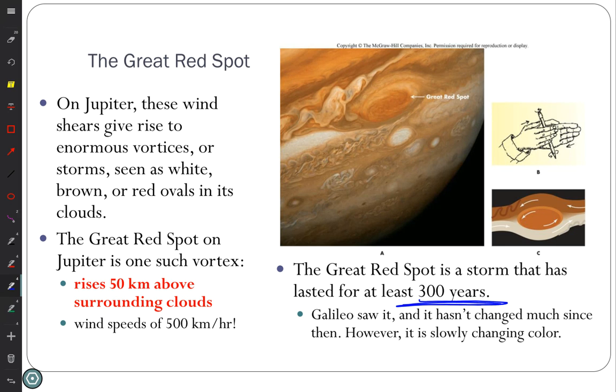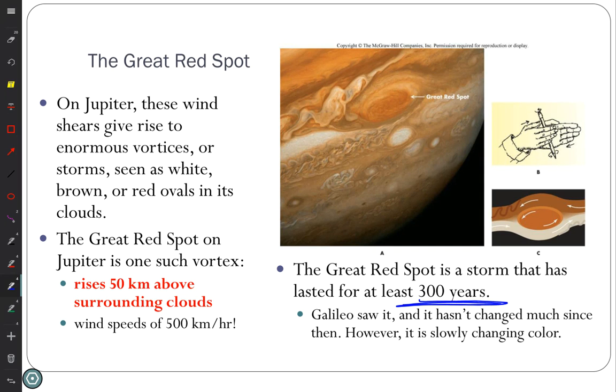Nobody knows what may have caused this one to form in the first place. Maybe it's just natural, a storm started, got bigger, more storms joined in, got bigger and bigger. Or maybe it was some catastrophic event, like a really big asteroid plunged in, and that's what started the whole thing, right? We don't know. But we know that it's been there a very long time.